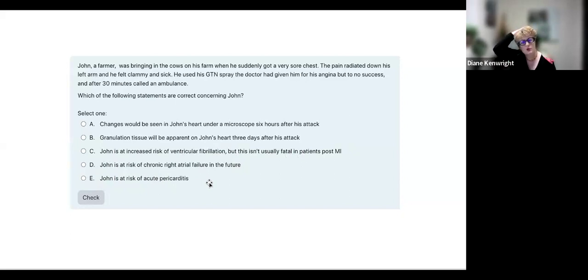So which of these are true when you're faced with this? Well, clearly we can get rid of this one, and this one, and this one. So we're left with these. Which of these is more correct? Well, right atrial failure is a bit funny because we usually talk about right ventricular failure, don't we? So I think the answer is E. John is at risk of acute pericarditis, usually 1 to 2 days after the attack.